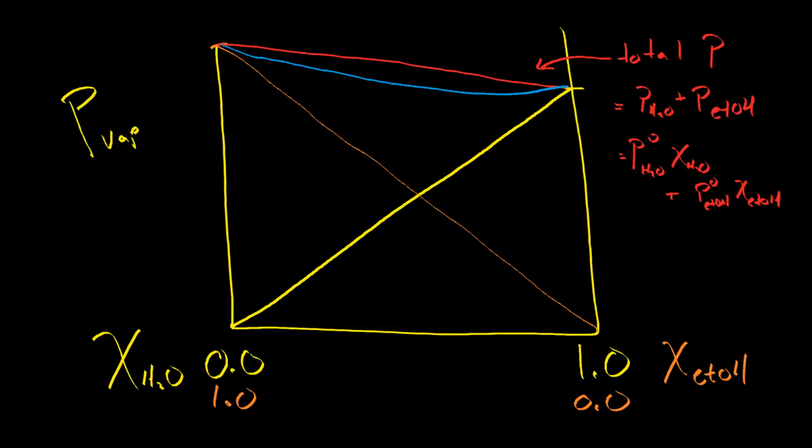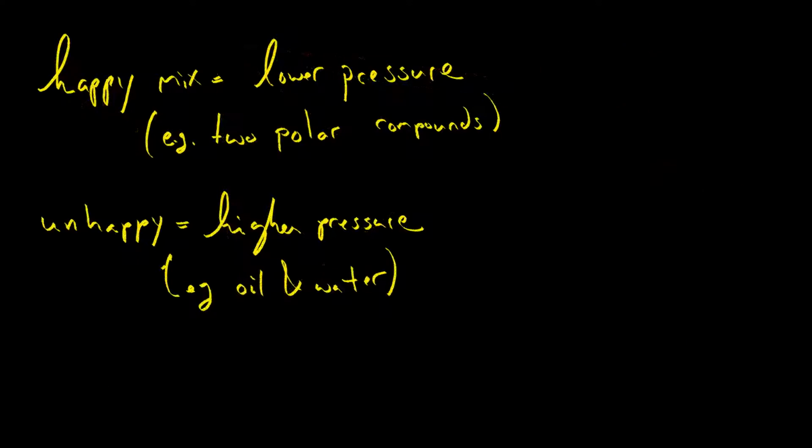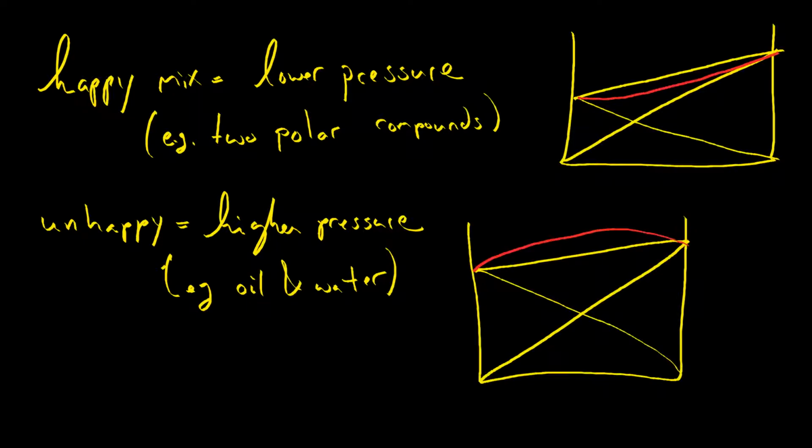You see deviations like that for every mixture, but some of them are going to be a positive deviation, some of them are going to be a negative deviation. That is to say, some mixtures will exert less pressure than Raoult's law would predict. Some mixtures will exert more pressure than Raoult's law will predict. And you can guess which way they're going to go based on what sort of liquids you're looking at. If you have a happy mixture of liquids, then they're going to exert less pressure. That is to say, sort of like how like dissolves like.